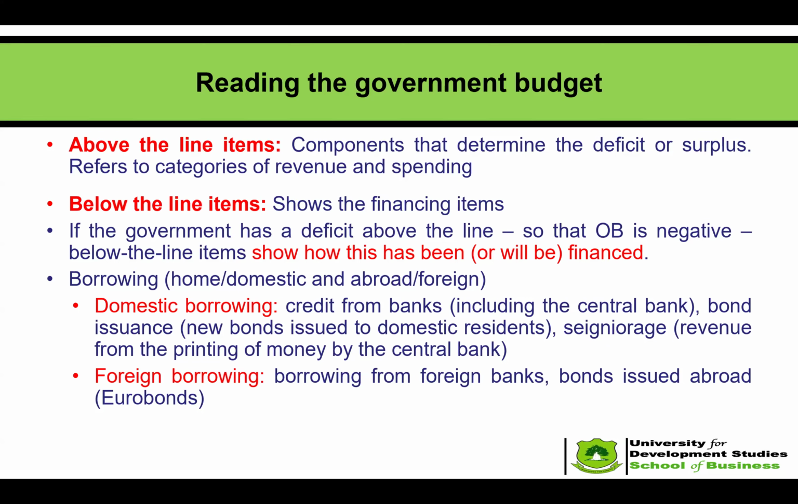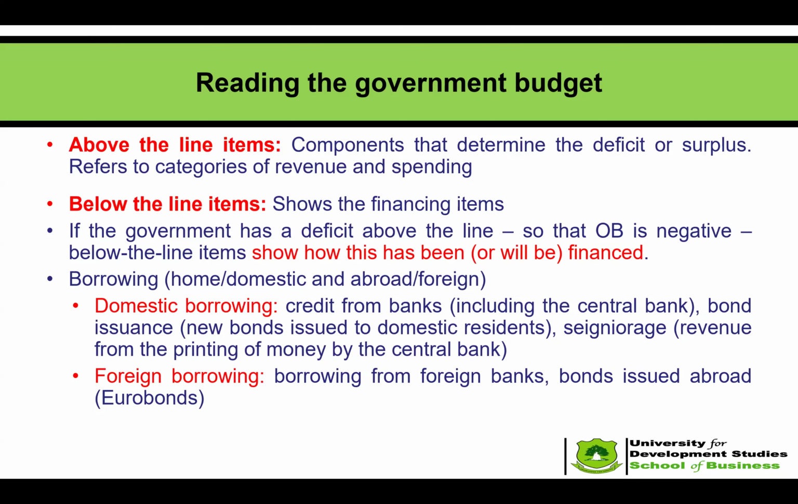So if you spend, you have your spending items, you have your revenue items, and if the revenue is less than the what? The expenditure, it means that you need to tell the country how you are going to finance the what? The negative balance. In other words, how you are going to finance the fiscal deficit. And then the below the line items will be a list of how the government is going to finance the fiscal deficit. So whilst the above the line items talk about the revenue and expenditure items, the below the line items show the what? The financing items.